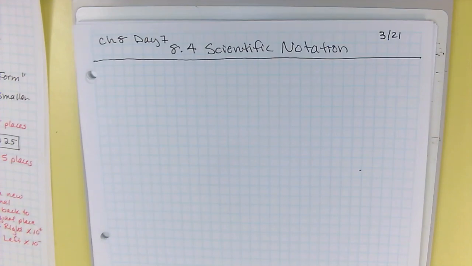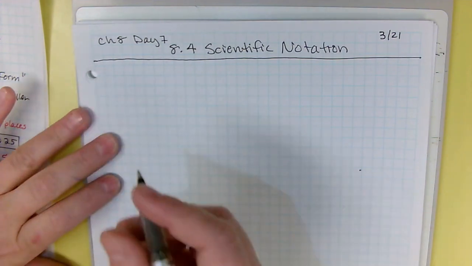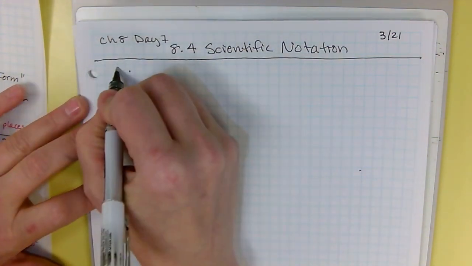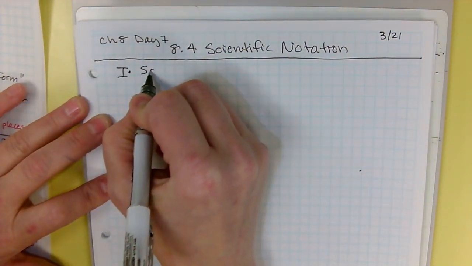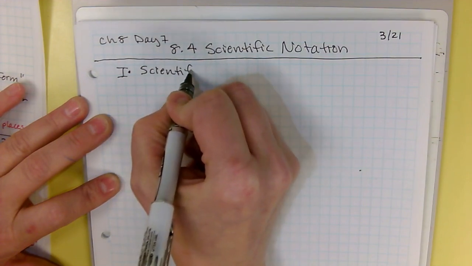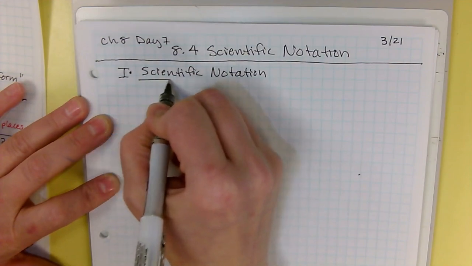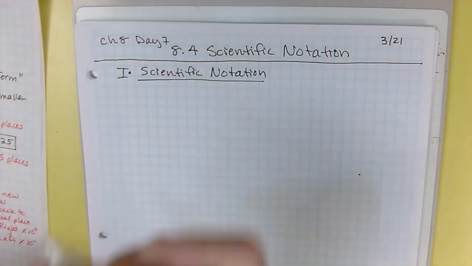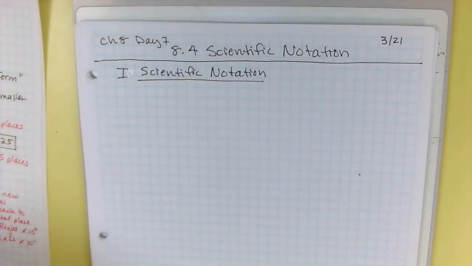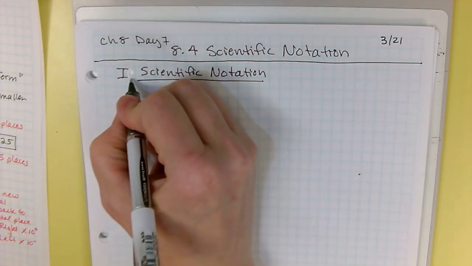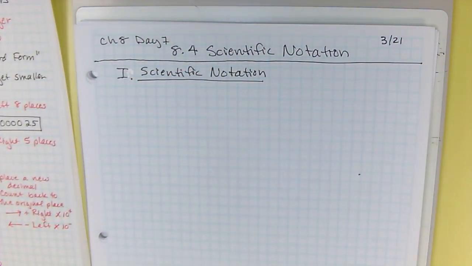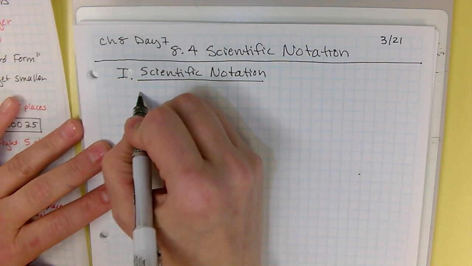Okay, scientific notation. Scientific notation was developed by the science community. And so, Roman numeral 1, scientific notation. One of the reasons it was developed in the science community is that there are certain things that we measure that are either super big or super small.